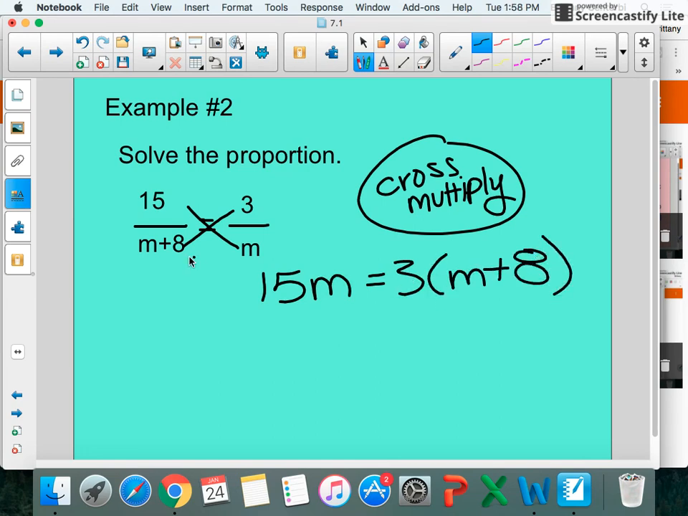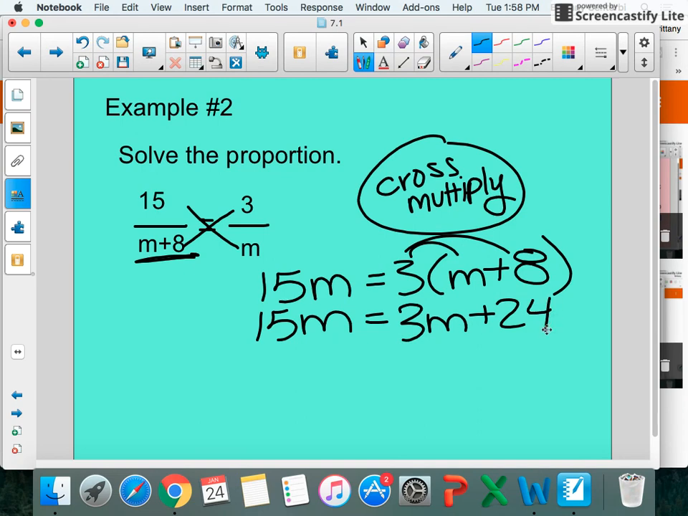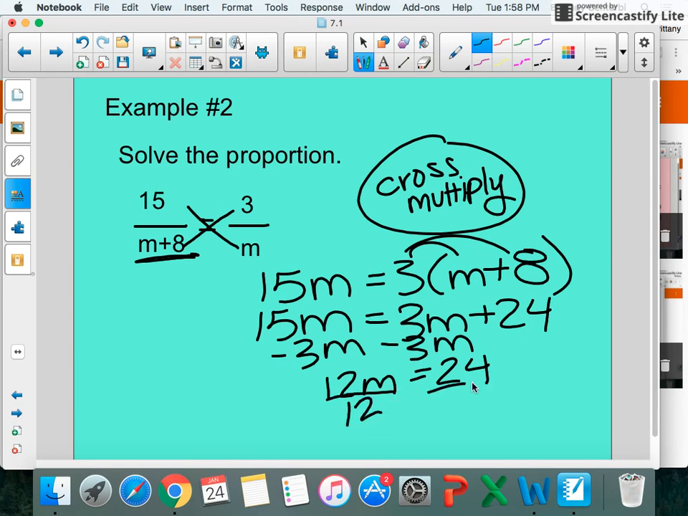Sometimes there'll be more than one number here, and you'll have to distribute. That's what we have to do in this example. So I'm going to do 15m equals 3m plus 24. And then I'm going to solve for m. Again, remember, your work should match my work in your notes. And then we get m equals 2. Anytime you're asked to solve a proportion, you're going to cross multiply, and you might have to distribute depending on how many numbers are here.